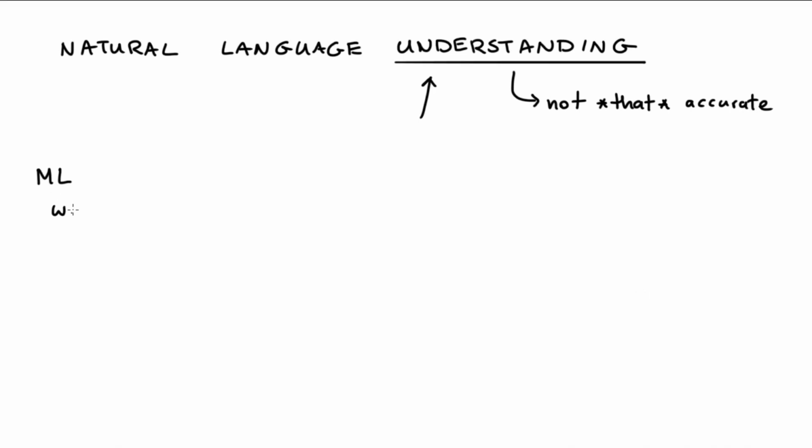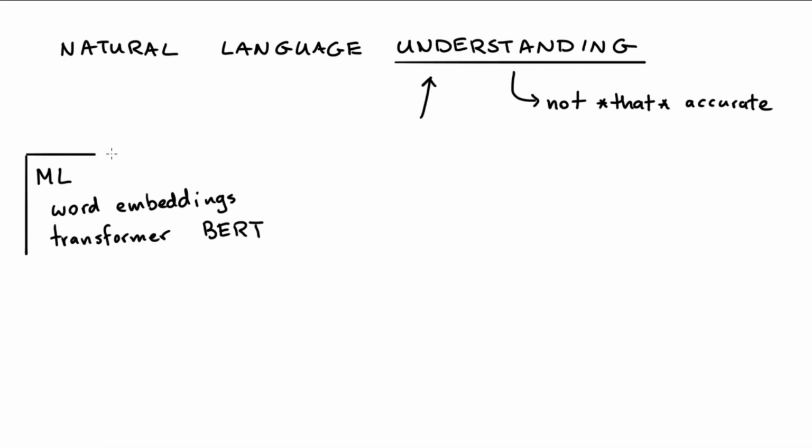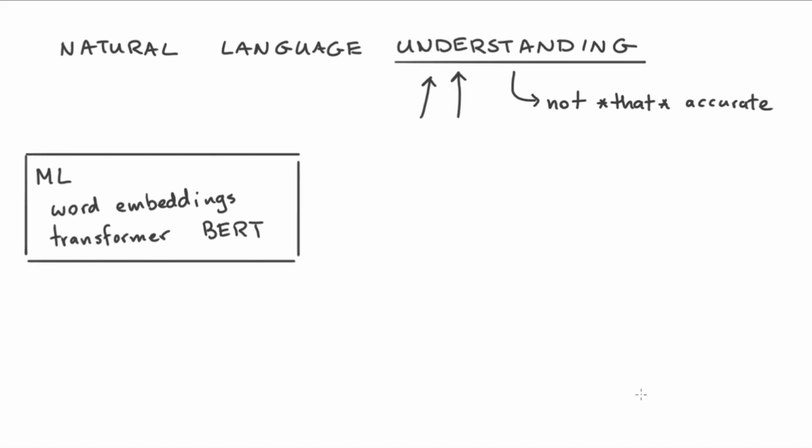Even if we have word embeddings or fancy transformer models like BERT, it's relatively easy to show that our current algorithms don't actually understand language. And in this video, I would like to share a couple of examples that highlight that these machine learning approaches currently fall short when it comes to actual understanding.